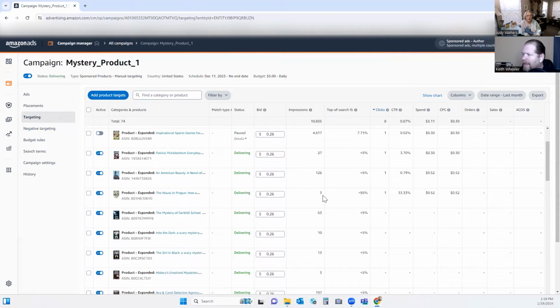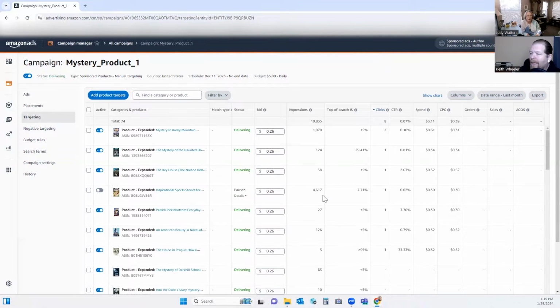Really, the rest don't even have clicks. So if you're not getting clicks, it's not costing you anything. So I wouldn't worry about it. So this is the one that I would turn off. This one actually is getting 7.7% at the top of the search, whereas the one that got you more clicks is actually less than that.